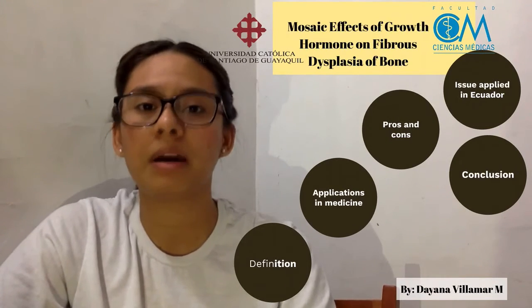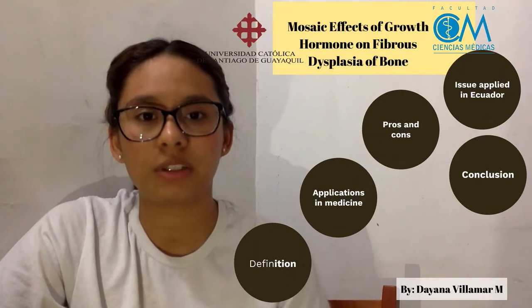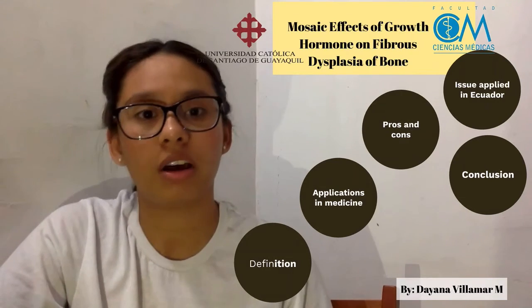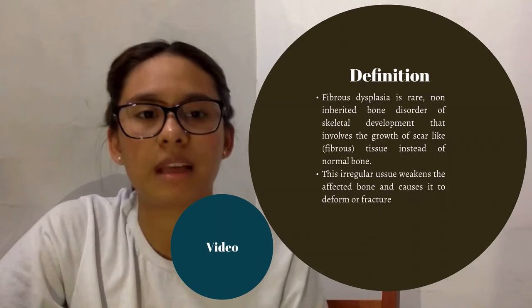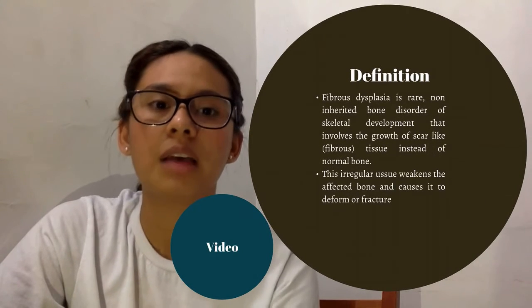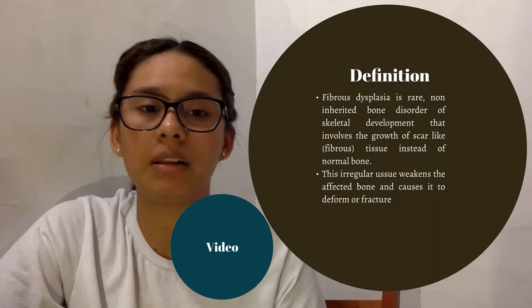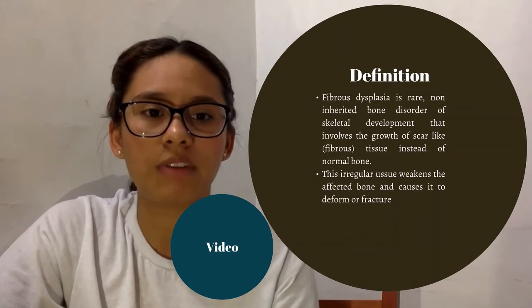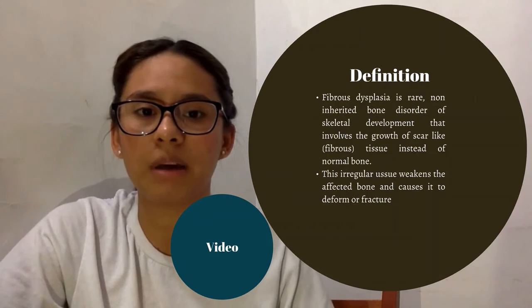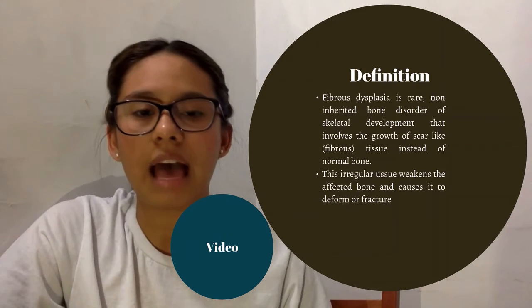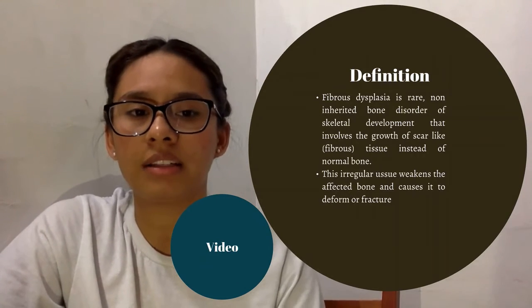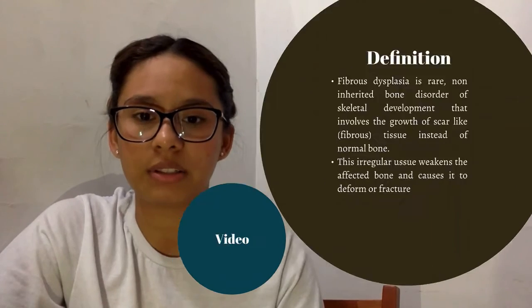I am going to talk about the mosaic effects of wrong harmony on fibrous dysplasia of bone. Definition: fibrous dysplasia is a rare, non-inherited bone disorder of skeletal development that involves the growth of fibrous-like tissue instead of normal bone. This irregular growth weakens the affected bone and makes it prone to fracture.